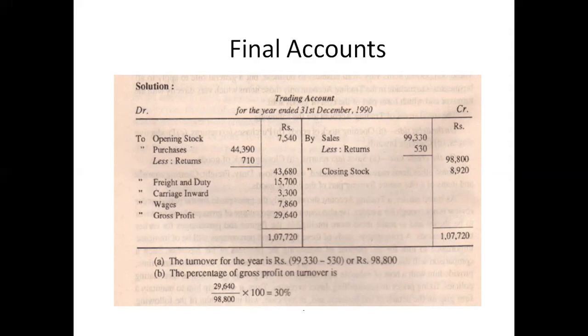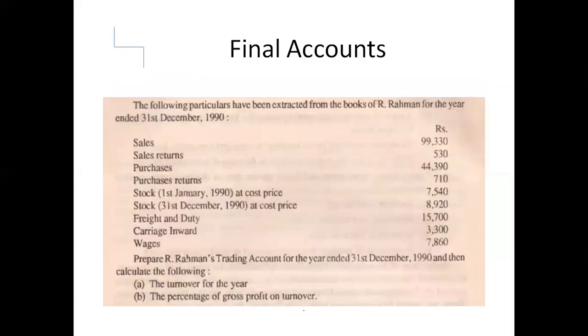Now, since the credit side is more than the debit side, as provided in the slide with the blank structure of the net profit items, the net profit portion of the profit and loss account, we have the gross profit here as 29,640, and both the sides are balanced at 1,07,720.